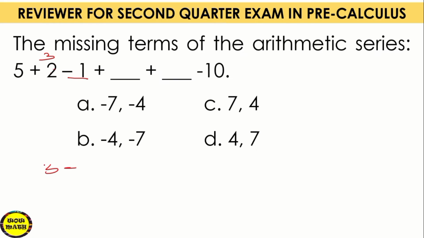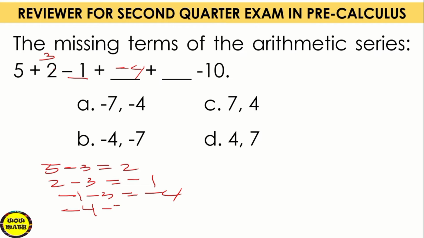So first, check natin ha. 5 minus 3 equals 2. And then 2 minus 3 equals negative 1. Then yung kasunod, negative 1 minus 3 equals negative 4. So ang sagot natin dito ay negative 4. Then, negative 4 minus 3 equals negative 7. So dito ay negative 7. Negative 7 minus 3 equals negative 10. So the answer is negative 4, negative 7.